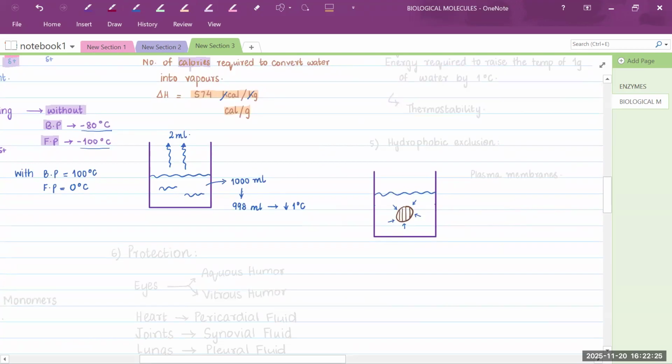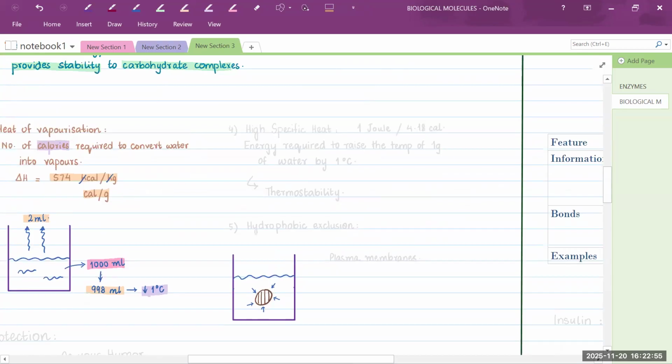It's specifically mentioned in PTB that if, for example, we have 1,000 milliliter of water here and we evaporate 2 milliliter of water from it, then the rest 998 milliliter that is left in the beaker will have a temperature drop of 1 degree centigrade. So this is a very important point, and I have seen MCQs come from this.